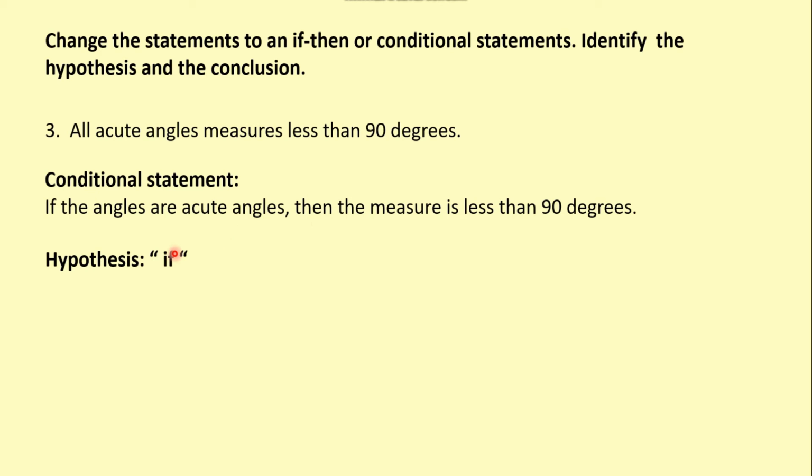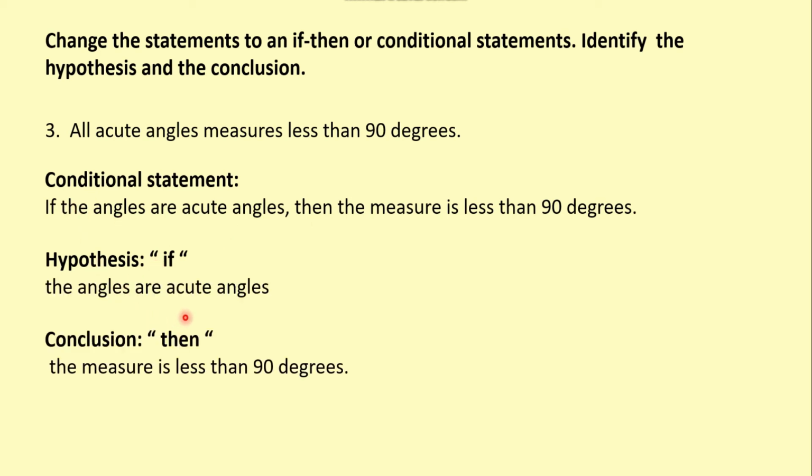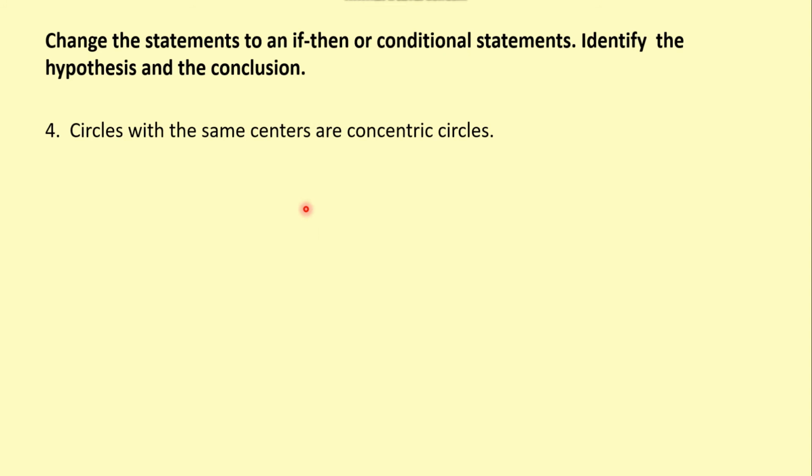So, yung hypothesis natin is yung may if, the angles are acute angles. Then yung conclusion natin is yung may then. The measure is less than 90 degrees. Then for number 4, circles with the same centers are concentric circles. So, yung condition natin dito, dapat yung circles, same yung kanilang center. Then yung conclusion niya is, they are concentric circles.